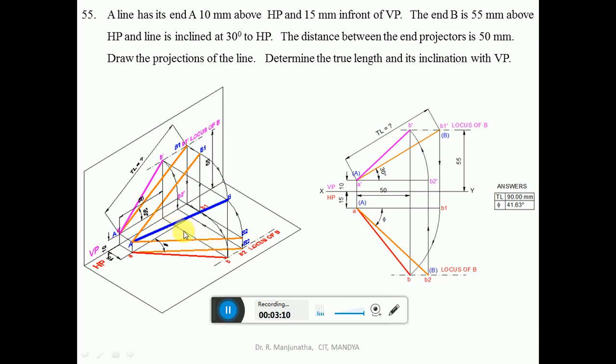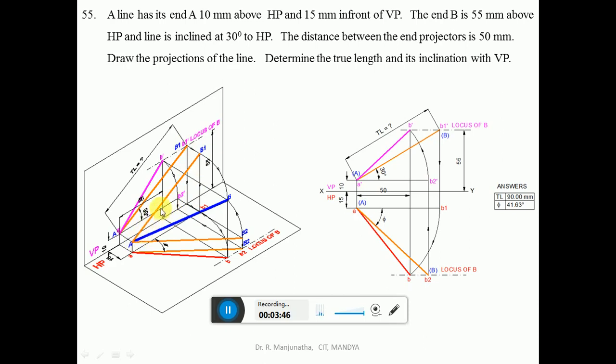To get the top view line, what we should do is take the front view line of the true length. So which is the front view line of the true length? The front view line of the true length is a dash b1 dash. So we know that this is the true length in VP. So that means that line has to be parallel to VP. So here A is in front of VP by 15 mm. So b1 should also be in front of VP by 15 mm. That is what we have got, this line ab1, which is the true length line.